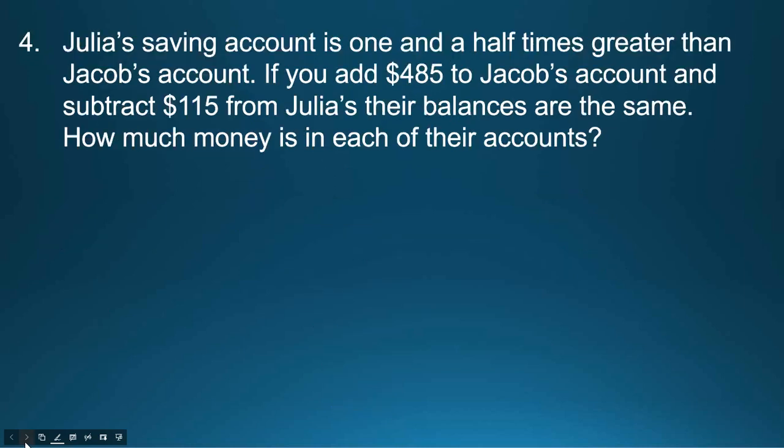Julia's savings account is 1.5 times greater than Jacob's. If you add 485 to Jacob's account and subtract 115 from Julia's, their balances are the same. How much money is in each of their accounts?